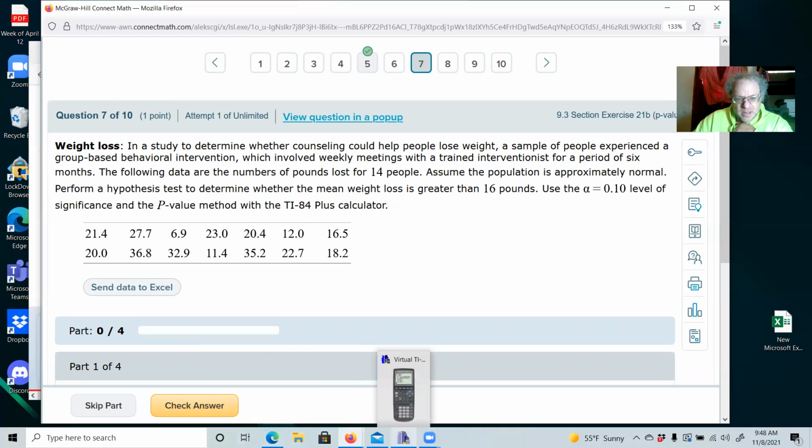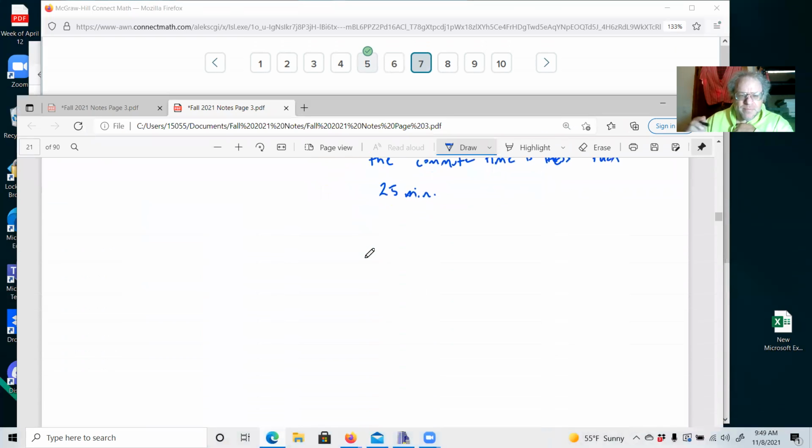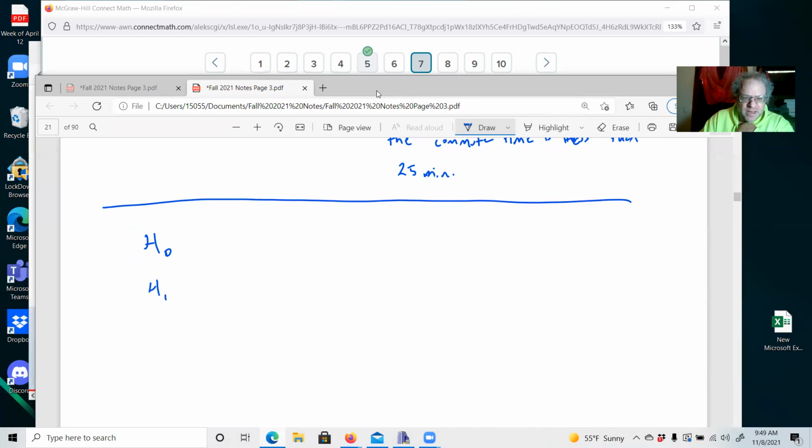Okay, so let's do it this way. Test our hypotheses, H0, H1. Okay, and let's see what we're looking at here. They want to know if the weight loss is greater than 16 pounds. So we're going to say mu is equal to 16 pounds under the null. The alternative, mu is greater than 16 pounds. Our alpha is 0.10.